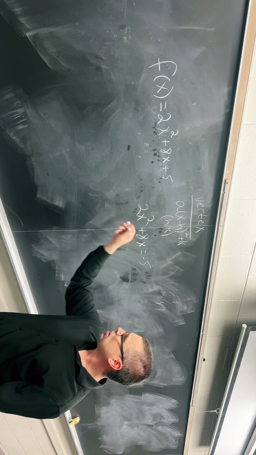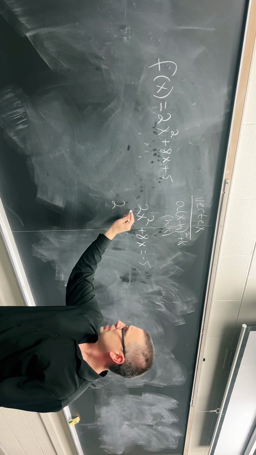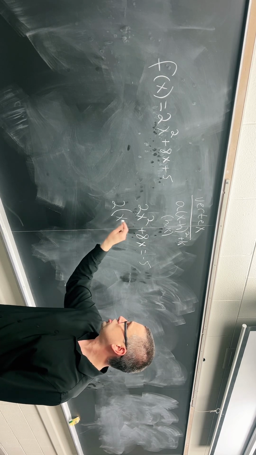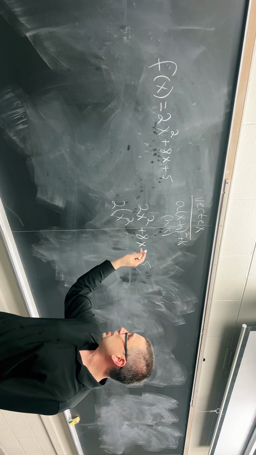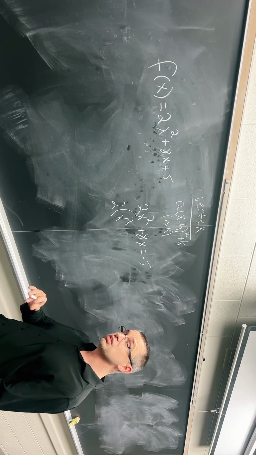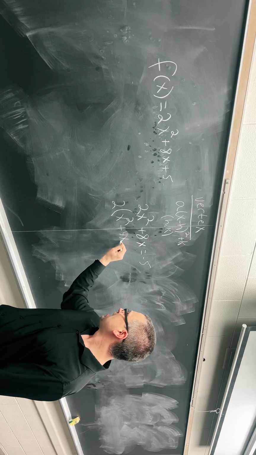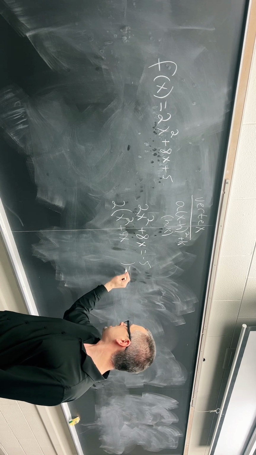What do we have? We pull out a 2, and we have 2 times, well, 2 times what is 2x squared? Well, 2 times x squared is 2x squared. And then 2 times what is going to be 8x? Well, 2 times 4x is 8x, so we have a plus 4x. And now that's still going to be equal to negative 5.